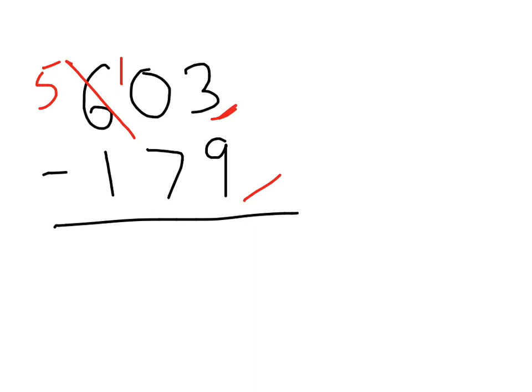Now we reset and start again. So start from the 3. This 3 here can now borrow from the 10. The 10 can become 9. And then I give 10 to that 3, which becomes 13. Now we subtract. 13 take 9 gives me 4. 9 take 7 gives me 2. And 5 take 1 gives me 4.